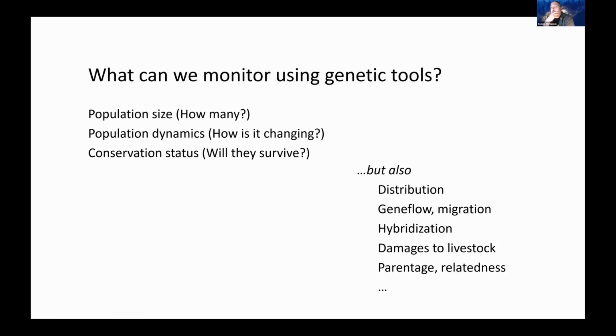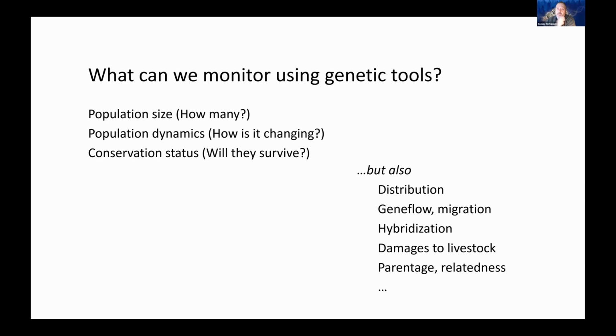Okay. So what can we monitor using genetic tools? Maybe a quick overview of the topics. The most common thing we're interested in is probably population size and then related population dynamics. But of course, what we want to monitor will depend on specific requirements of each target population. We can understand genetics as almost like a Swiss Army knife, like this multi-purpose tool that we can apply to many, many different problems. And with genetics, we can get some insights that are often difficult or impossible to gain with other methods.